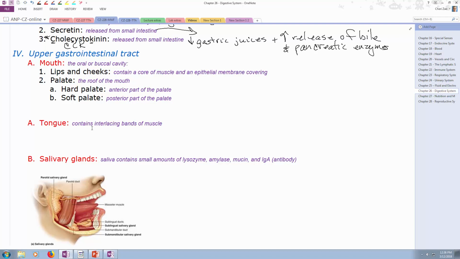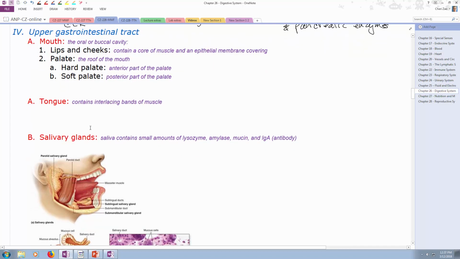Inside, we have the palate, which is the roof of the mouth or the oral cavity. Anteriorly is the hard palate. Posteriorly is the soft palate. Remember, the hard palate has two bones. It's made up of the maxillary bone anteriorly, for the most part, and then a little bit of the palatine bone on the posterior aspect of the hard palate.